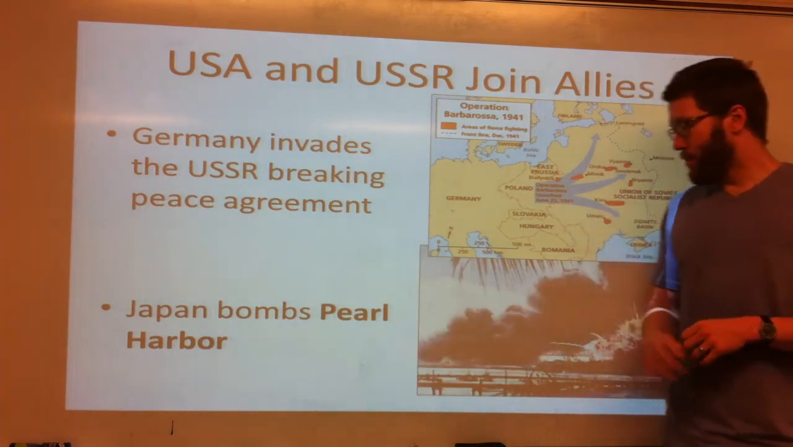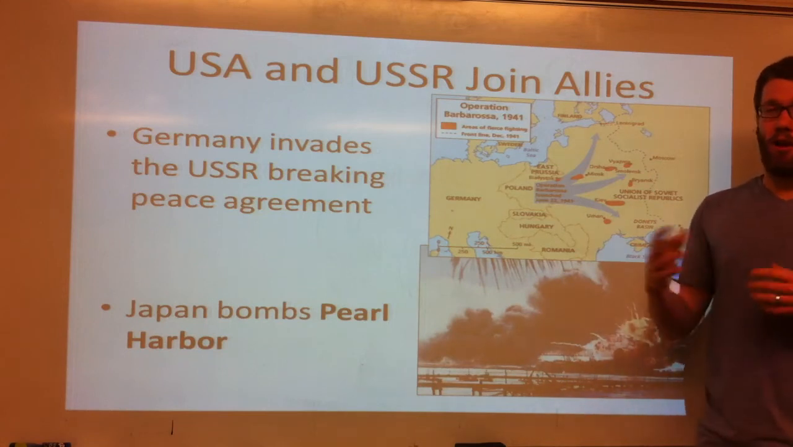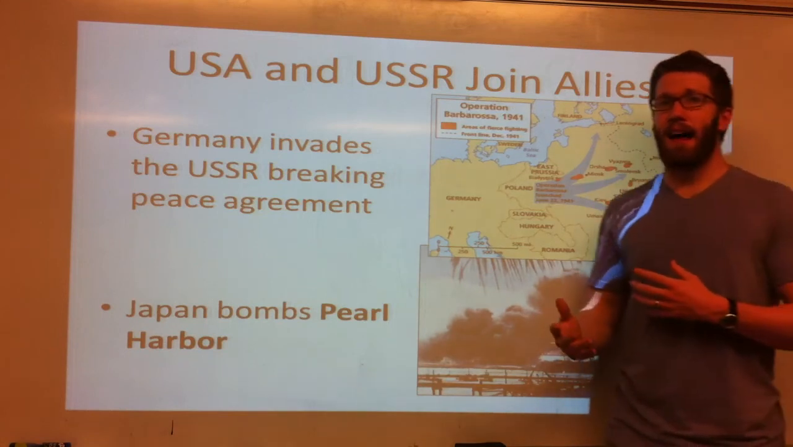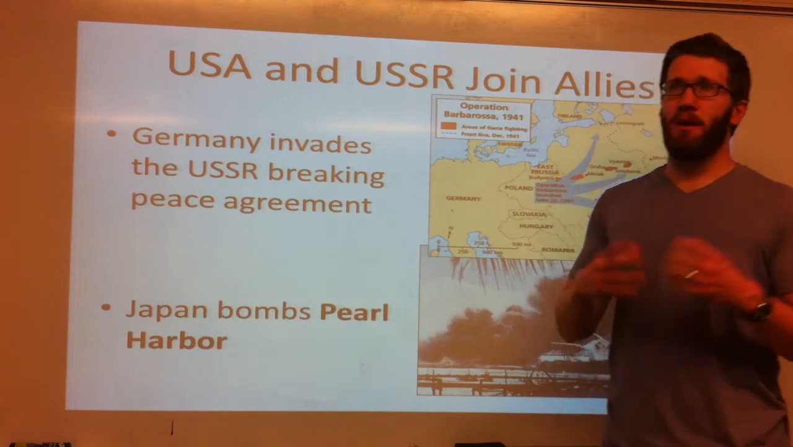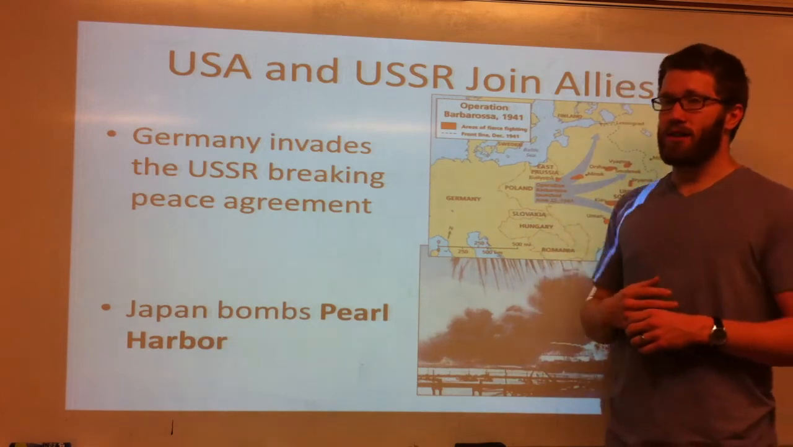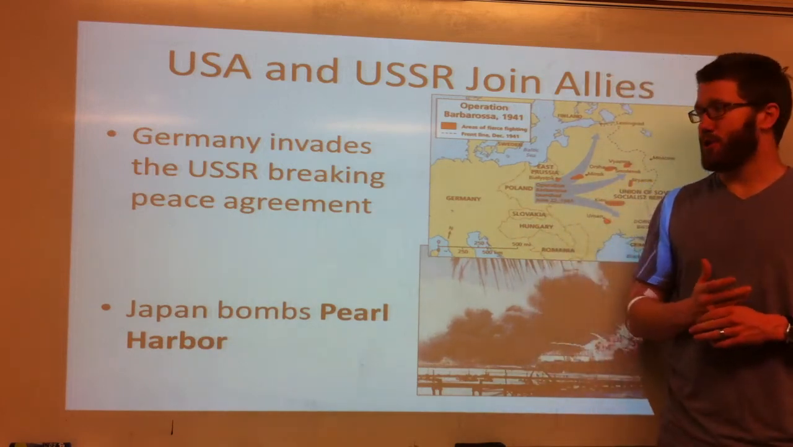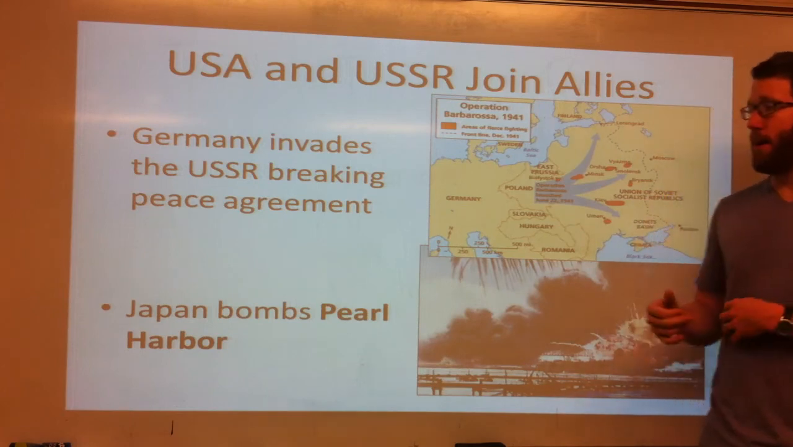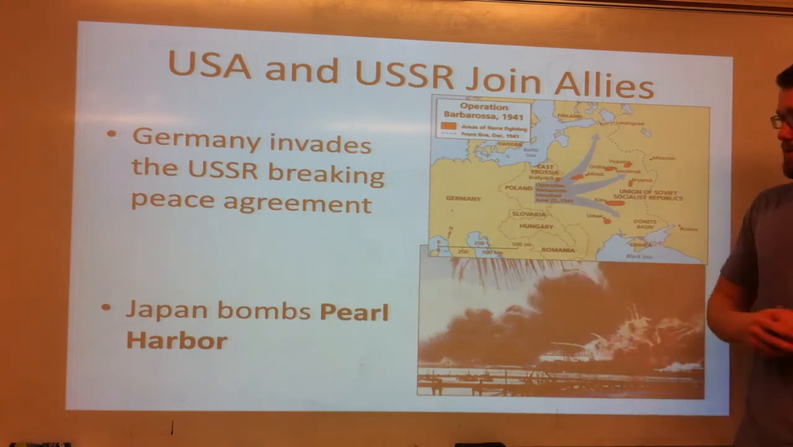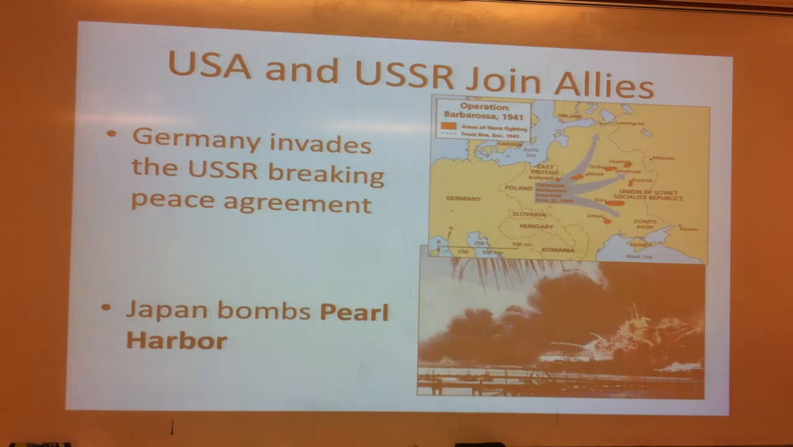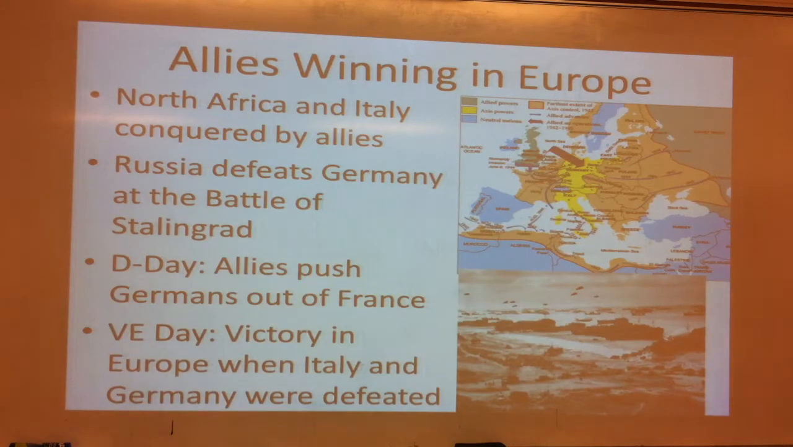Japan bombs Pearl Harbor. Now, the U.S. for a long time had been supplying the Allies with goods, and when Japan joined the Axis powers, the U.S. basically stopped trading with Japan, which was really hurting their economy. And so Japan comes in, bombs Pearl Harbor, and the U.S. joins the war.